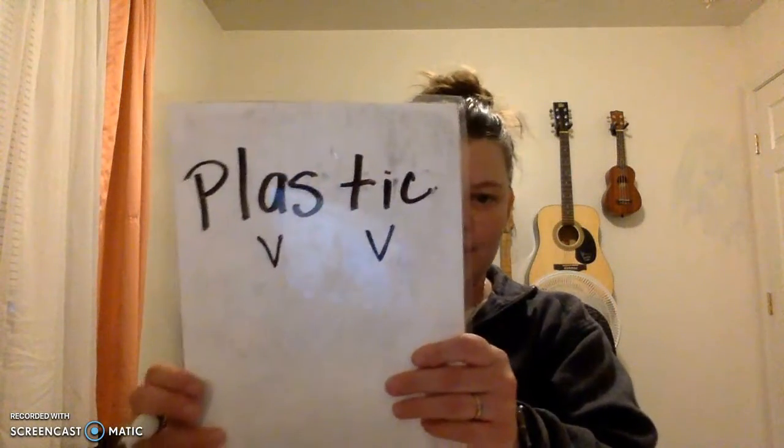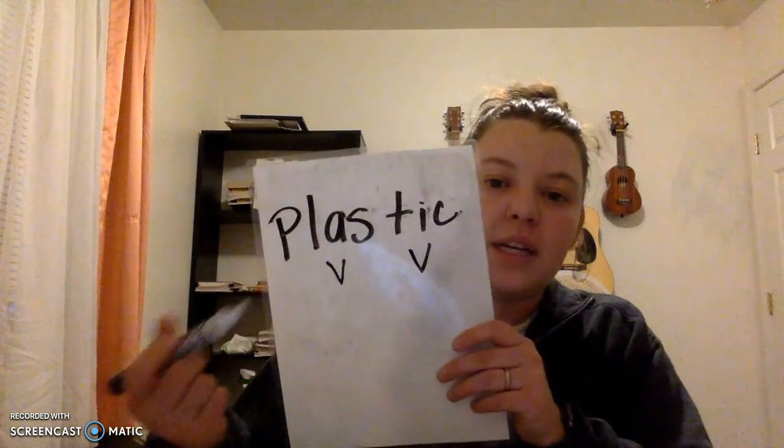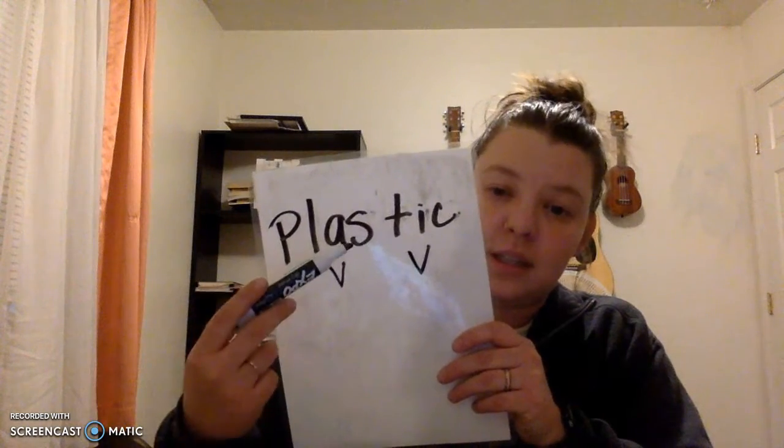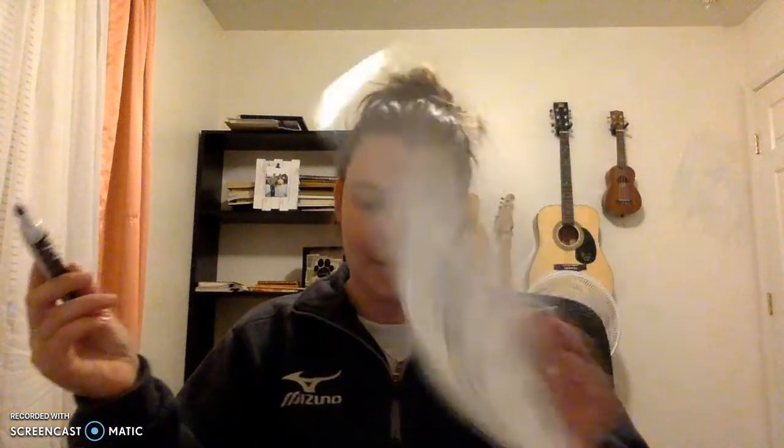And who knows where the first vowel is? The A. Good job. And the second vowel is the I. Yep. Now, where are the consonants between? The S and the T. Good job. And then what kind of pattern is it? The VCCV. Good job. I think you guys are getting the hang of it. So let's say it together. Plastic. Plastic. Good job. You guys are doing so well.